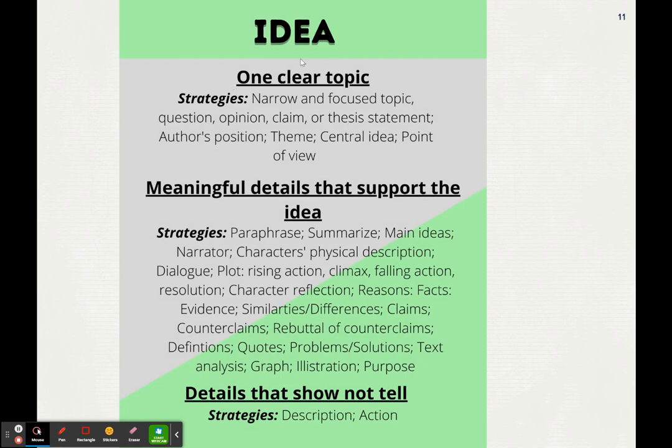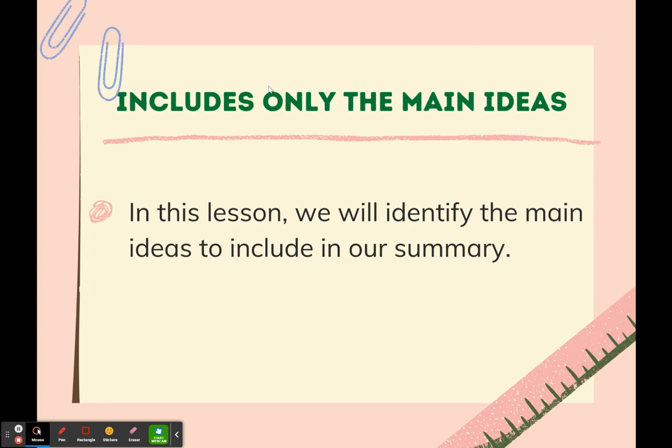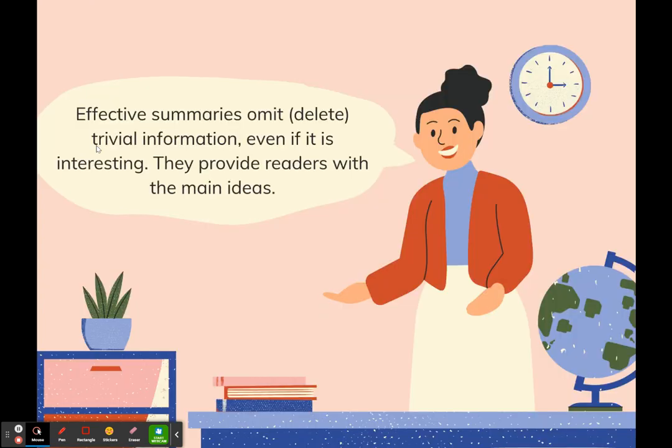Because you want to know the clear topic of a paragraph as well as the article, and you'll only include those clear topics in a summary, which is what this says. Include only the main ideas in your summary. It needs to be very, very brief. Effective summaries delete trivial information even if it's interesting. Don't give it to the reader if it's not a main idea and essential for them to understand.